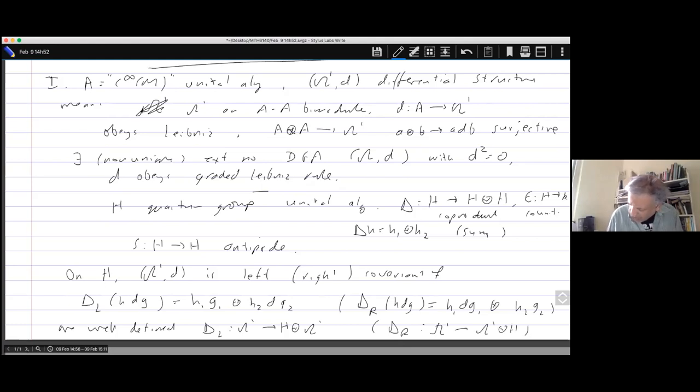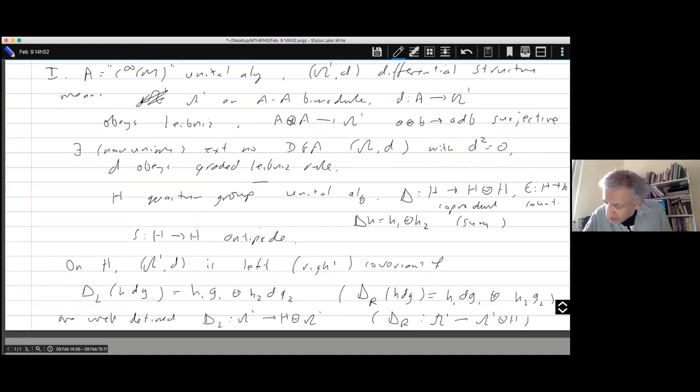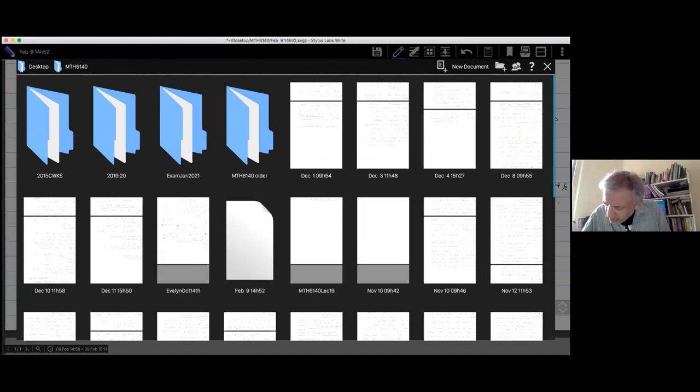And this should be a new page. I don't remember how I do that. Whoops, no, I don't want to do that.